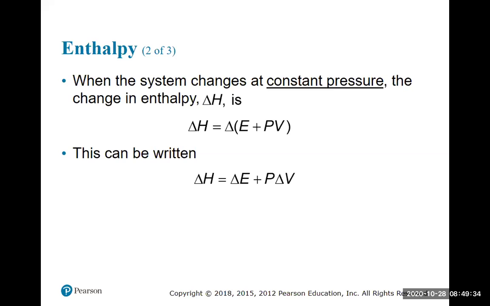When we talk about changes at constant pressure, the change in H is the change in energy plus the change in pressure times volume, and because the pressure is constant, we can rewrite this as delta H equals delta E plus P delta V. We are usually at constant pressure because we usually are doing things at atmospheric pressure, and so that essentially is constant.